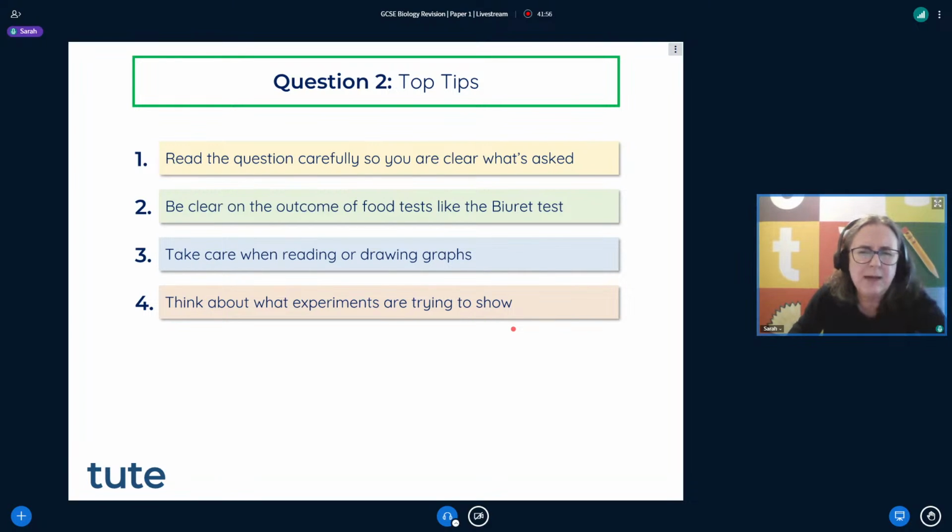So it's easy to read a methodology and go, oh, you do that, but why? Why are you doing that? What's it showing you? What's it telling you? You need to be clear on what it's actually trying to demonstrate. What is the experiment trying to show?